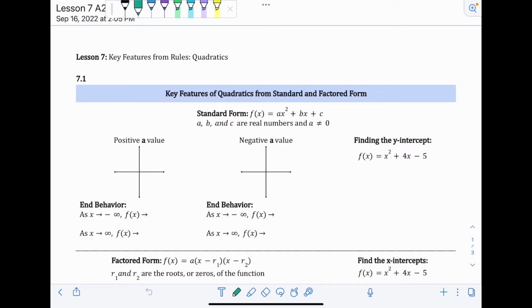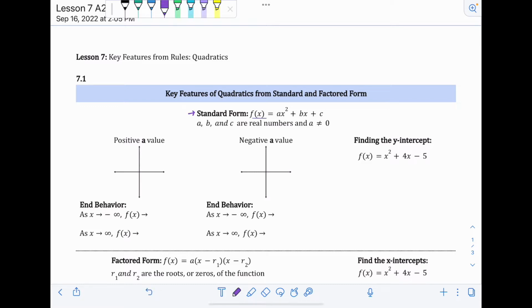Lesson 7 is key features from rules of quadratics, and rules are just basically the way that we write the function. So quadratic rules can come in three different forms. They can be in standard form, factored form, or vertex form. 7.1, we're going to start off with standard form.